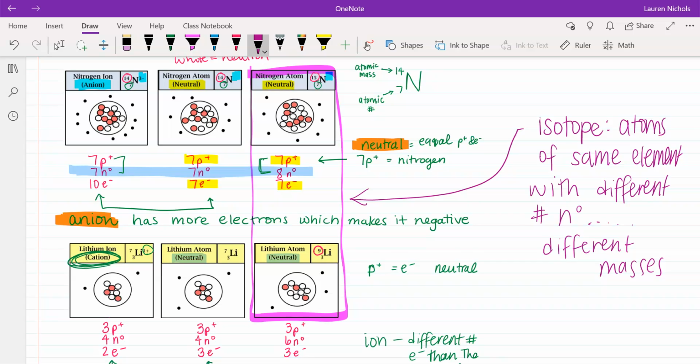So we would say that this atom here is an ion of this one, and the one on the right is an isotope of the one in the middle, or they're both isotopes of nitrogen. Hopefully this explains protons, neutrons, electrons, and how they change, at least with the electrons and the neutrons, to form either an ion or an isotope.